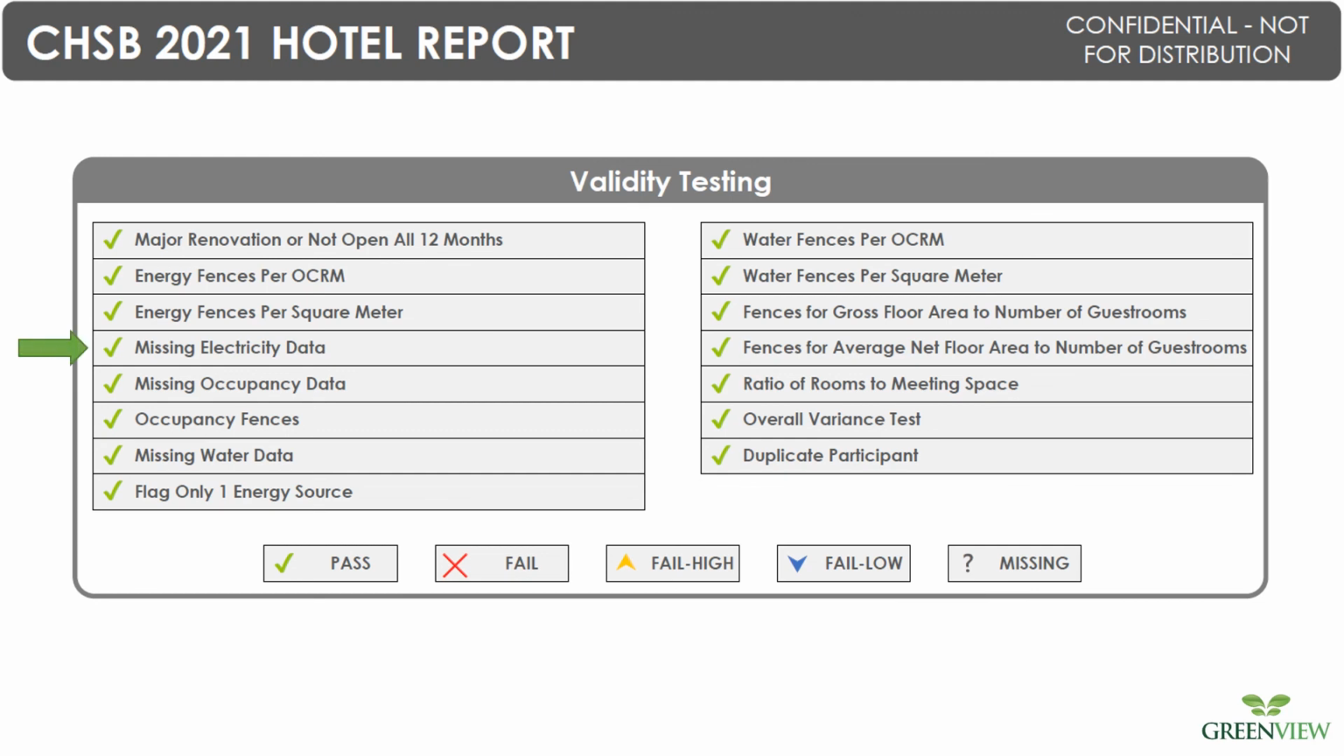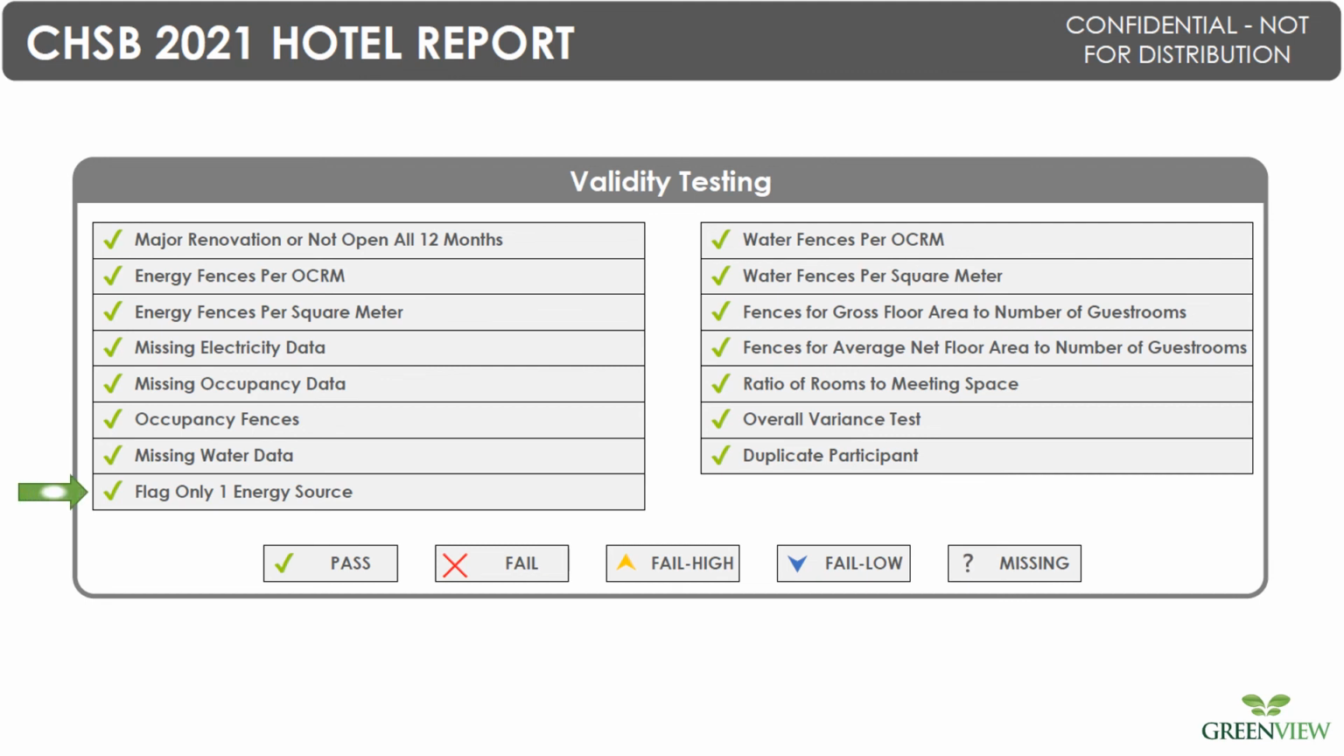Missing electricity data, if flagged as fail, means that some of the electricity data were missing. Likewise, if missing occupancy data is flagged as fail, that means some of the occupancy data were missing. If the hotel's occupancy level were beyond the defined boundary, occupancy fences will be flagged as fail. Missing water data, if flagged as fail, means that some of the water data were missing.